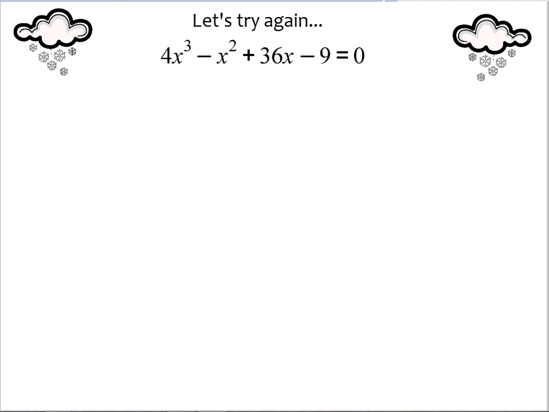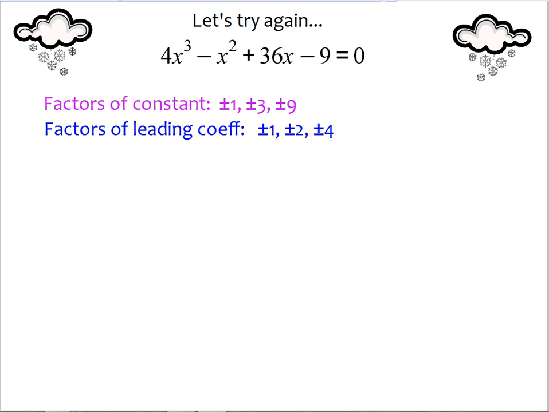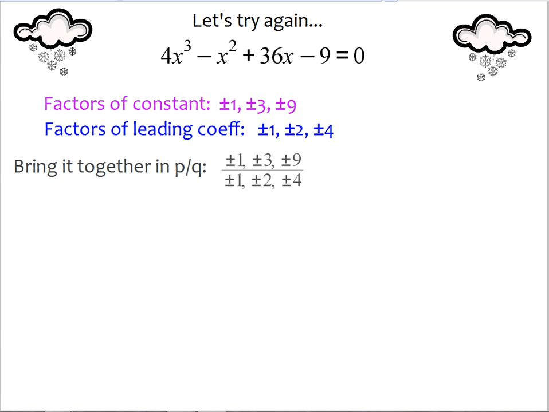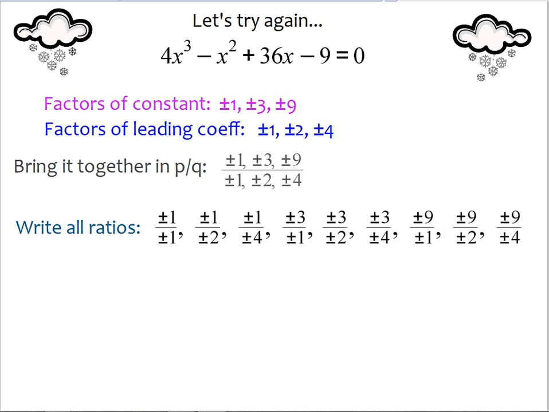Let's try that again. We've got an equation. We're going to take factors of our constant, which is -9, and factors of our leading coefficient, which is 4. We're going to take all those together. Remember, the constant factors go on top, the leading coefficient factors go in the denominator. I'm going to make all the possible combinations of those fractions that I can. Remember, the 1 has to go over the 1, 2, and the 4. The 3 has to go over the 1, 2, and the 4. And the 9 has to go over the 1, 2, and the 4.